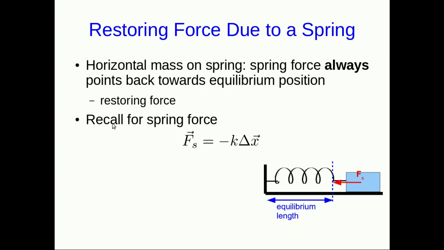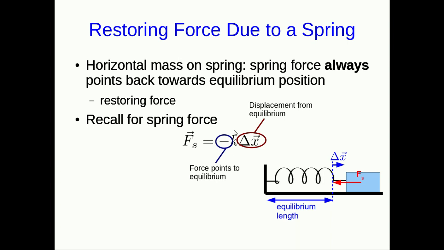Remember that for a spring force, the force is proportional to the displacement from equilibrium. So here's our relation. I've put vector symbols on to indicate that we're talking about direction. And remember that this delta x here is the displacement of the end of the spring from its equilibrium position. K is the stiffness of the spring, and this negative is just saying that whichever way the displacement from equilibrium is, the force exerted by the spring is opposite that, just like I've drawn here.